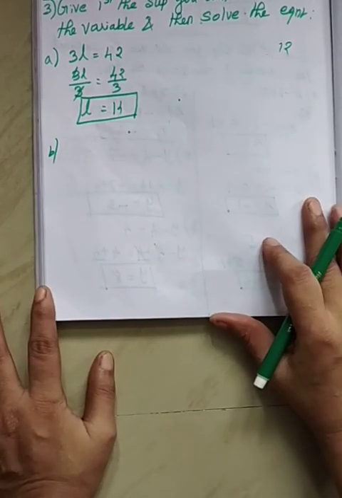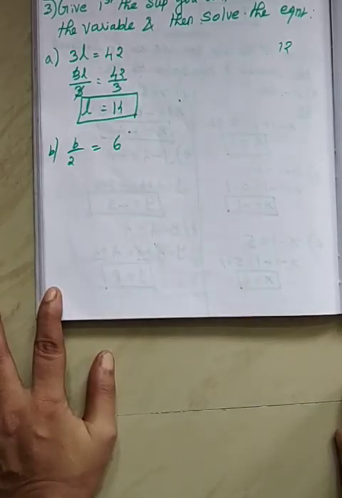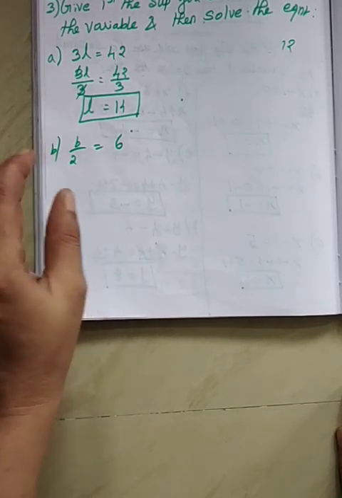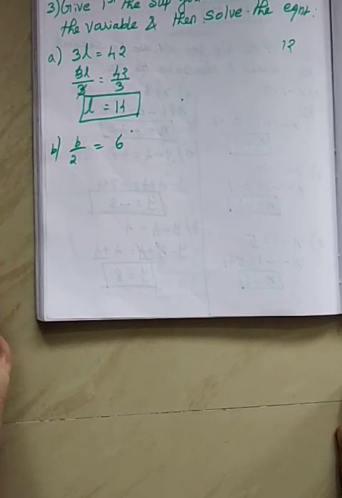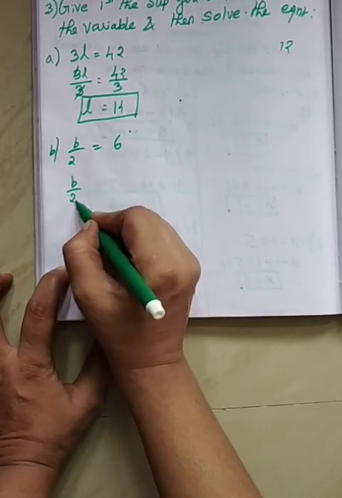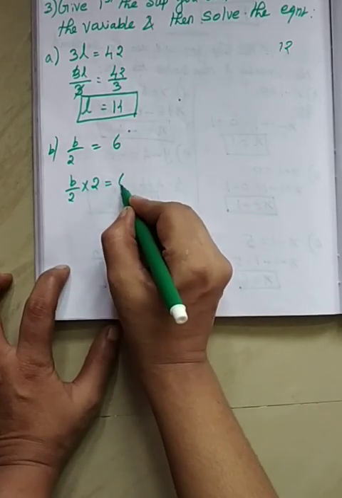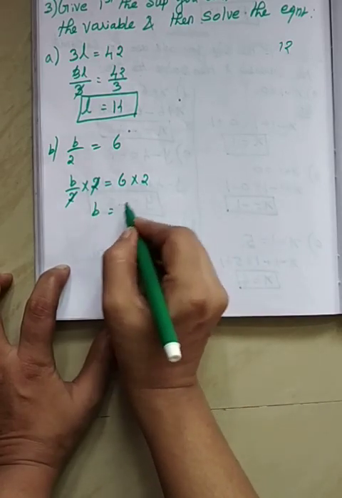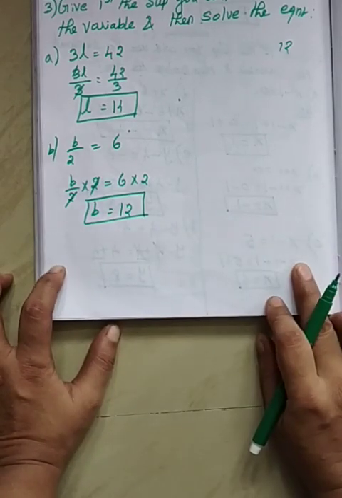Now see the next problem. You can take B by 2 is equal to 6. See here, divided by 2 is there. So you have to remove this 2, meaning we have to multiply both sides of the equation by 2. Multiply both sides of the equation by 2, what is the right hand side? 6 into 2. See here, cancel the 2. What will you get? B is equal to, 6 2s are 12. So the B value is 12. Clear?